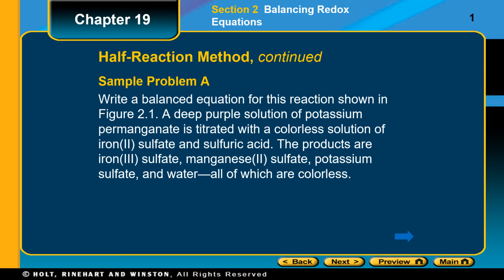In this reaction, a deep purple solution of potassium permanganate is titrated with a colorless solution of iron 2 sulfate and sulfuric acid. The products are going to be iron 3 sulfate, manganese 2 sulfate, potassium sulfate, and water, all of which are colorless.